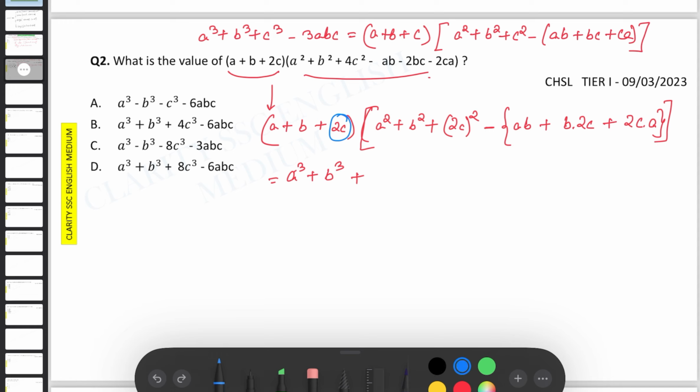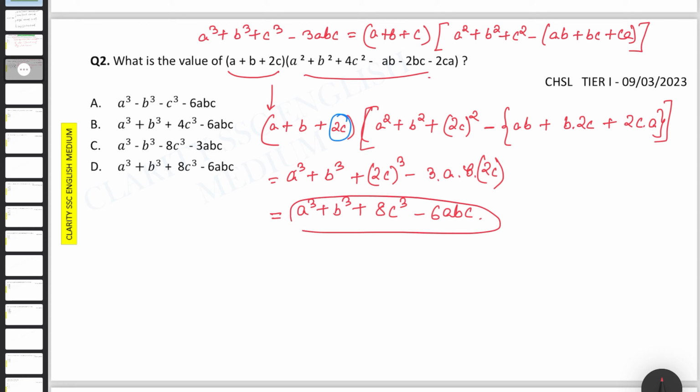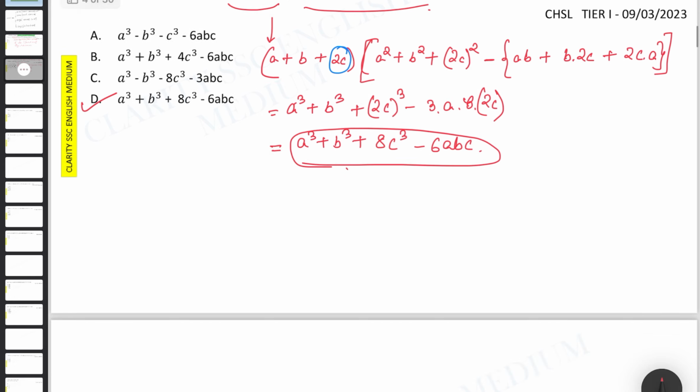Let me change this one: a cube plus b cube plus 2c whole cube minus thrice a b 2c. The same formula is applied here. The only difference is we take the value of c as 2c because it's written in the question. So it's a cube plus b cube plus 8c cube, since the cube of 2 is 8, minus 6abc. So this one is the correct answer, which means option number D is the correct answer. Let's move on to the next question.